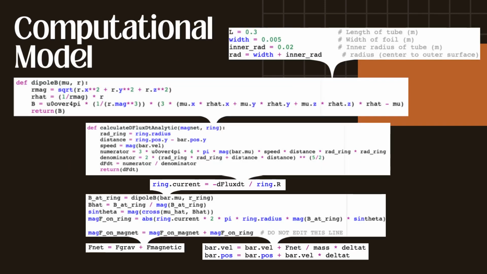In the code for the computational model, I first input the initial values of the geometry of the tube that I specified in the previous experiment slide. I then created a function to calculate the magnetic field of the bar magnet. I then wrote a function to calculate the magnetic flux and calculate the current in a single ring. Steps 5 and 6 include creating a function to compute the magnetic field at each ring. Then I calculated the gravitational force and net force on the magnet. And lastly, I had to update the magnet's velocity and position.